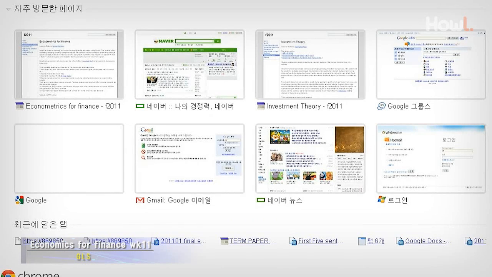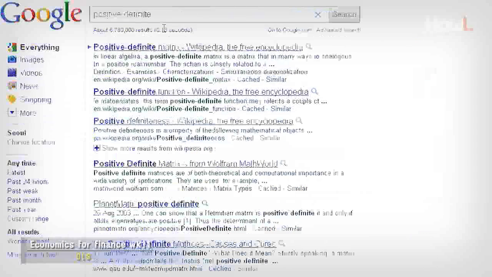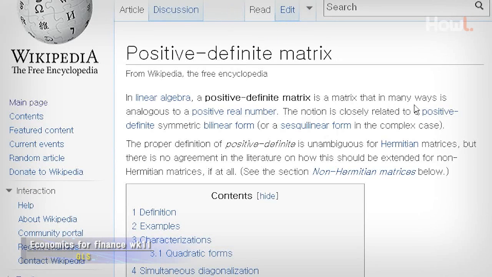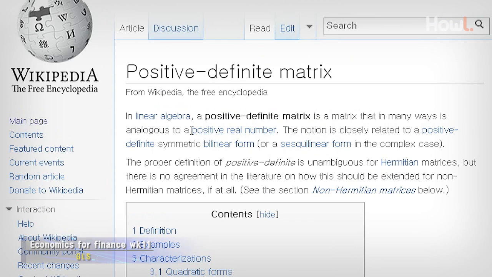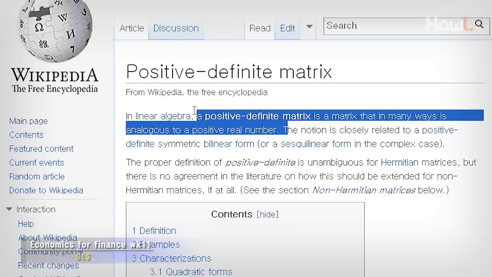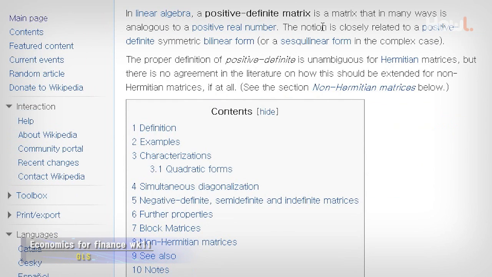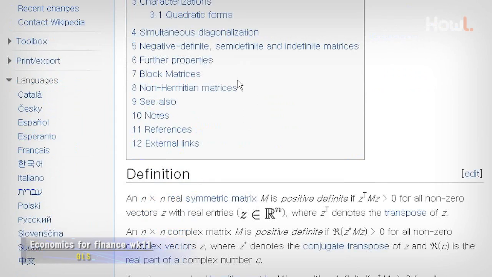Positive definite matrix, in linear algebra. A positive definite matrix is a matrix that in many ways is analogous to a positive real number. So positive semi-definite is similar to a positive real number. The notion is closely related to a positive definite symmetric form, but it doesn't matter.